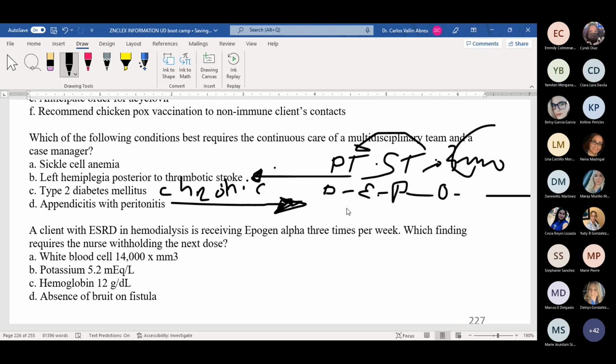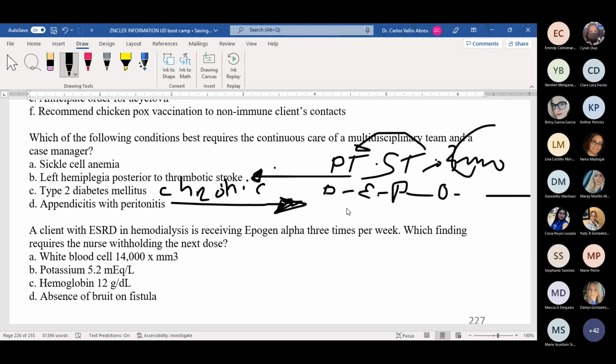Yes. Okay. So what is the characteristic of the disease that requires a case manager? Chronicity: it is not going to cure, it is not going to stop. And a lot of people must intervene in the management of the client. Those are the 2 main characteristics of the diseases that require a case manager and, of course, a multidisciplinary team. The problem with the multidisciplinary team is communication.